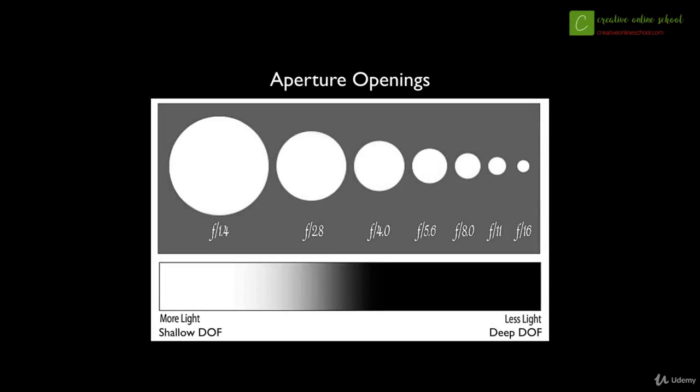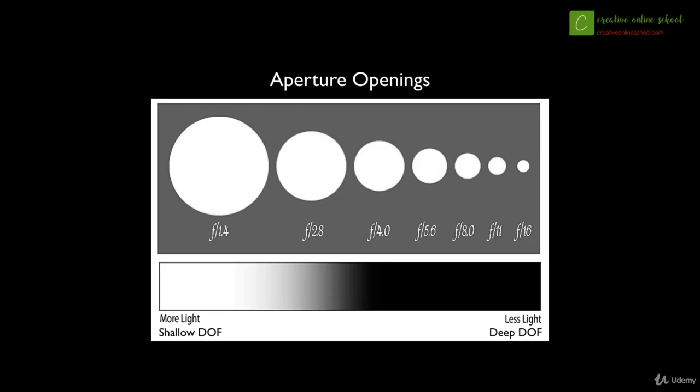So how does aperture affect light? Well, remember I said it works just like the pupil in your eye. When we go into a dark room, our pupils are going to get very big trying to get light in. And when we go out into the bright sun, our pupils shut down really small trying to block that light out. So the larger aperture openings actually give us more light. The smaller aperture openings give us less light.